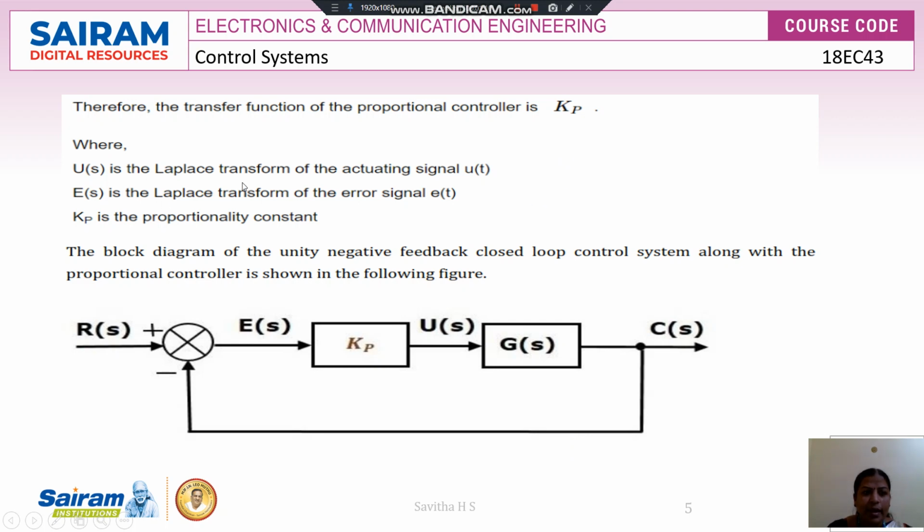Where U(s) is the Laplace transform of the actuating signal u(t), E(s) is the Laplace transform of the error signal e(t), and Kp is the proportionality constant. The block diagram of the unity negative feedback closed loop control system along with the proportional controller is as shown in the figure. It is a unity feedback. Here this is the input R(s), this is the summing point and this is the error signal. Kp is the proportionality constant and the output of this is U(s), which is given to the gain of the system, and the output is C(s). The feedback is fed back here. This is a negative feedback.